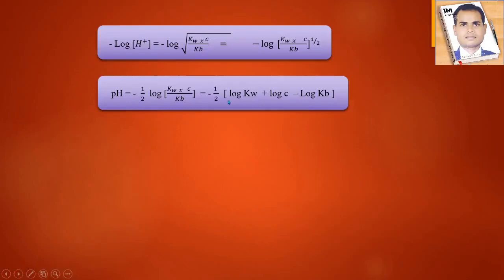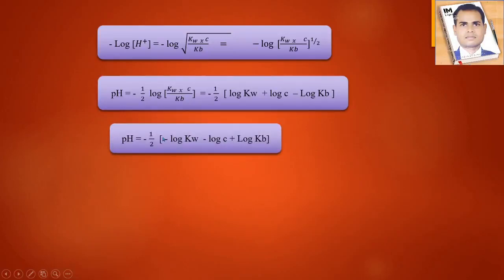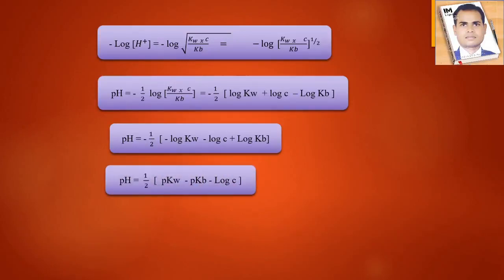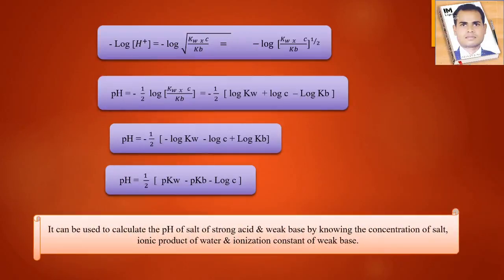Is equal to minus 1 by 2 in bracket log Kw plus log c minus log Kb, and you will see here pH is equal to minus 1 by 2 in bracket minus log Kw minus log c plus log Kb. Now at the last step, pH is equal to 1 by 2 in bracket pKw minus pKb minus log c, and this equation we can use for the pH of salt of strong acid and weak base by knowing the concentration of salt, ionic product of water, and ionization constant of weak base. So we can use it for the calculation of pH for this kind of solution.